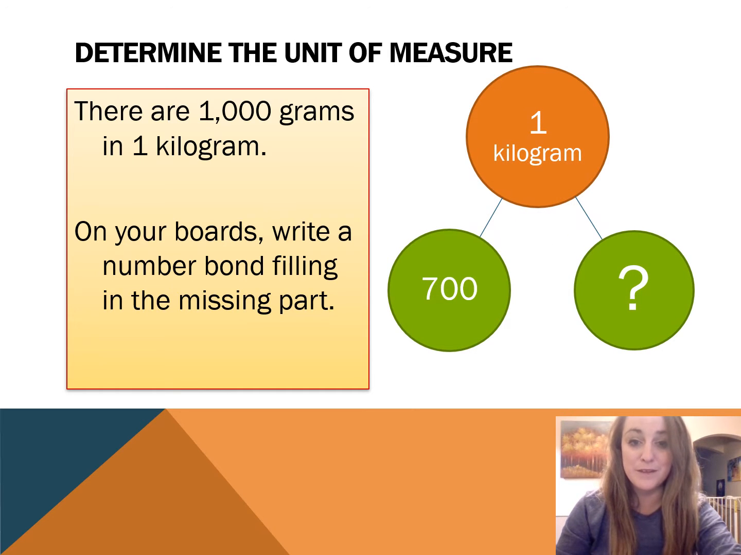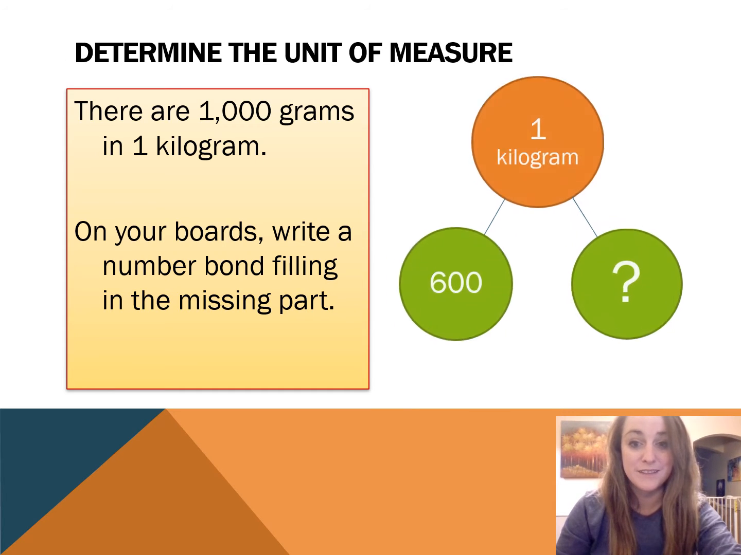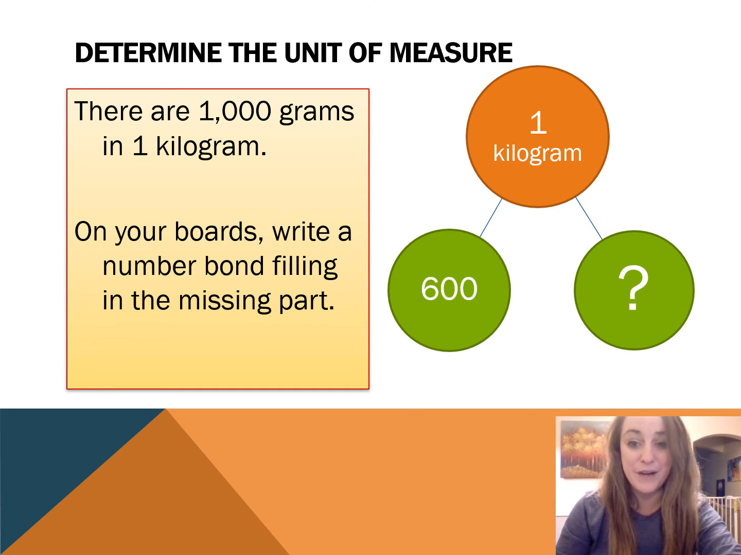On your boards, write the missing part. 300 is the missing part. 700 plus 300 equals 1,000, which is the same as 1 kilogram. Write the missing part. It's 400. 600 plus 400 equals 1,000, which is 1 kilogram.